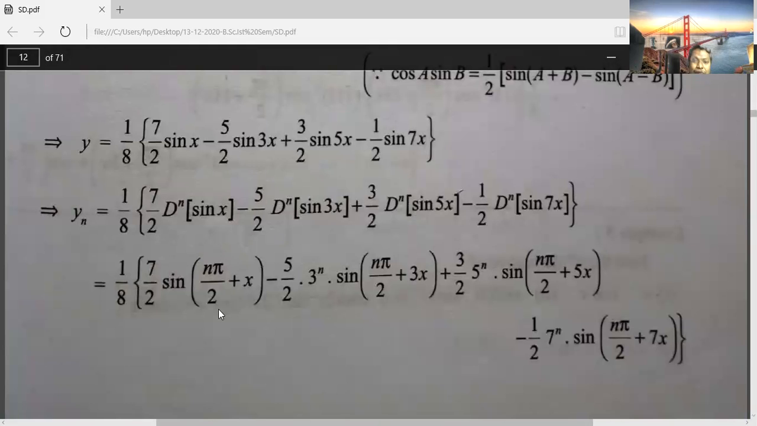There is no need to take anything more. If you want, you can take 1 by 2 common. You see 1 by 2 is there, 5 by 2 is there, 3 by 2, 1 by 2. You can take 1 by 2 as common and add, or you can leave it there itself. There is no problem with this. This is the value. You have to write the value of y in an easy way in terms of the sin(ax plus b) formula, then apply the nth derivative. That is the main theme of this problem.